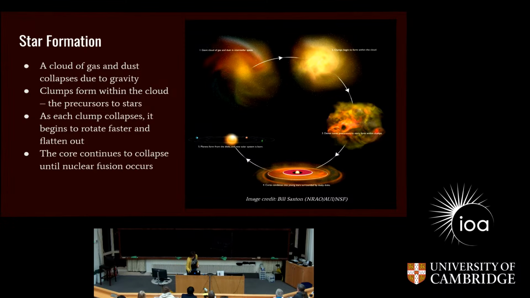And of course, eventually, that core is going to continue to collapse, and nuclear fusion will occur, and you'll be left with a star. But what we really care about, we don't really care about the star here. Sorry, anybody who likes stars. What we really care about is this stage here. This is called the protoplanetary disk surrounding the star, and that's where planets are made.